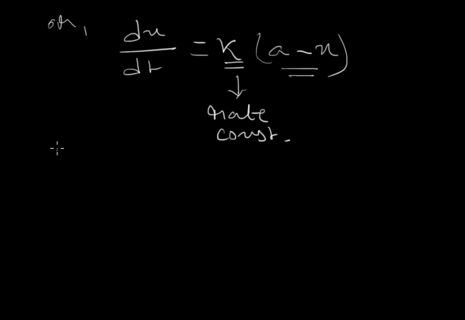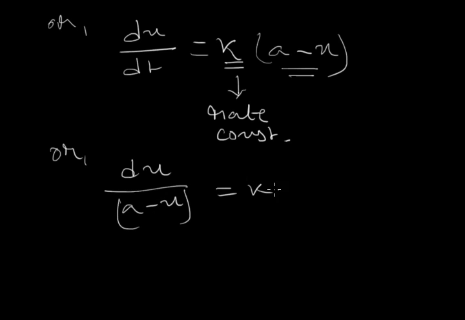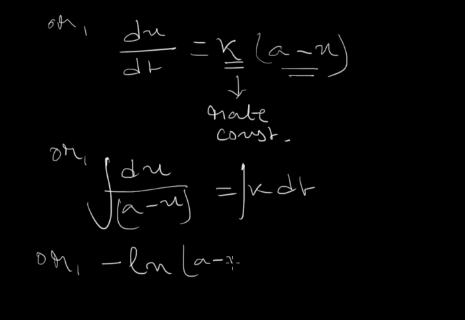Now we can write dx by (a minus x) equal to k into dt. Now if we integrate both sides, the integral of dx by (a minus x) is minus ln (a minus x), and the integration of dt is t, k is constant, so it is kt plus z, where z is the integration constant.